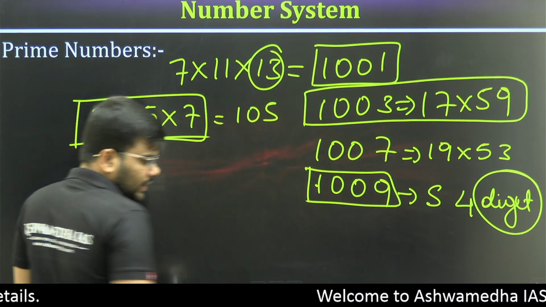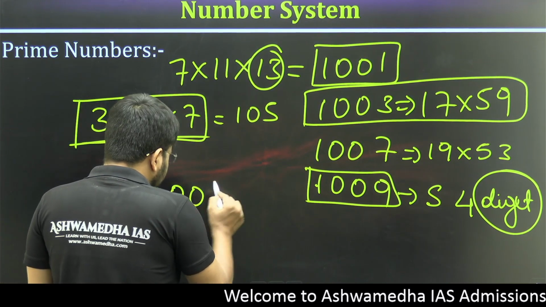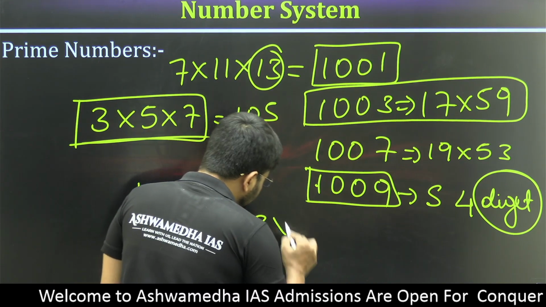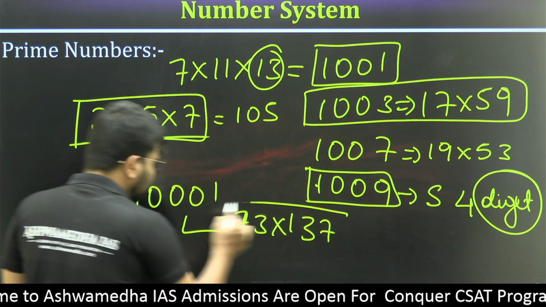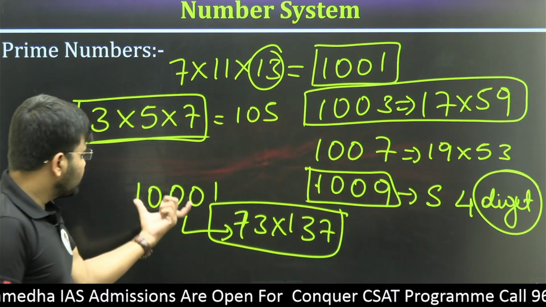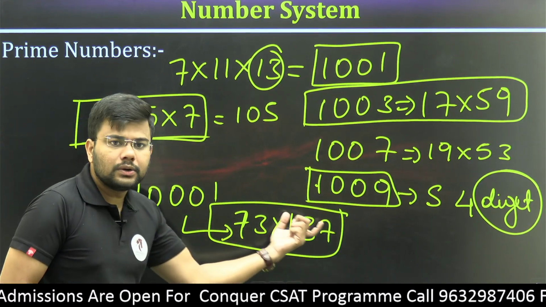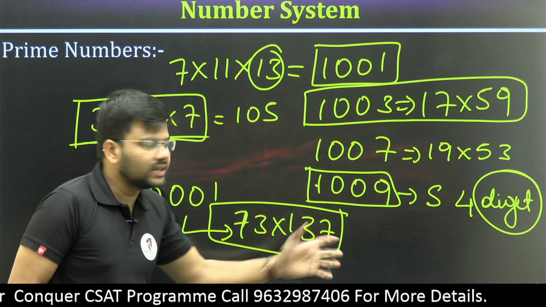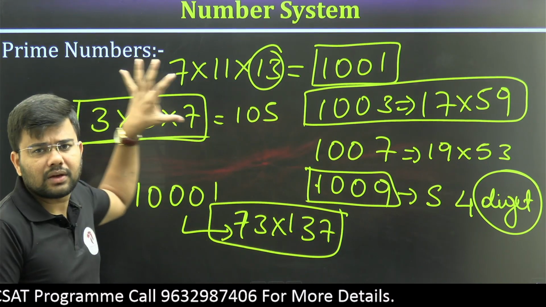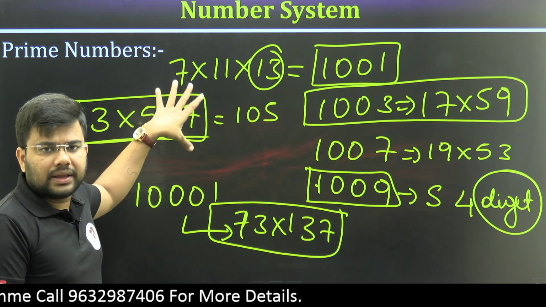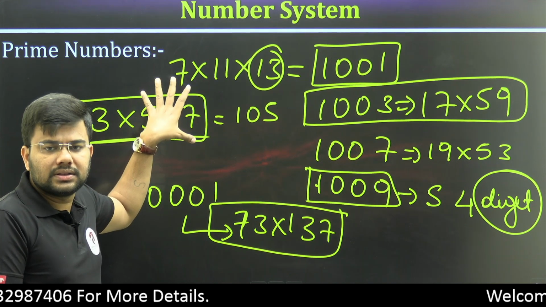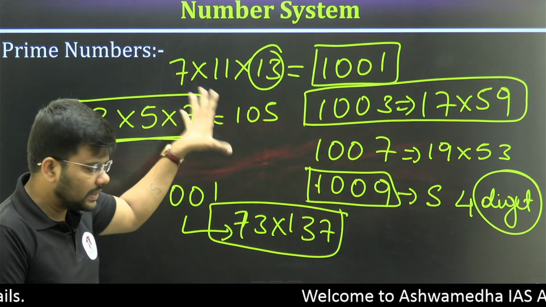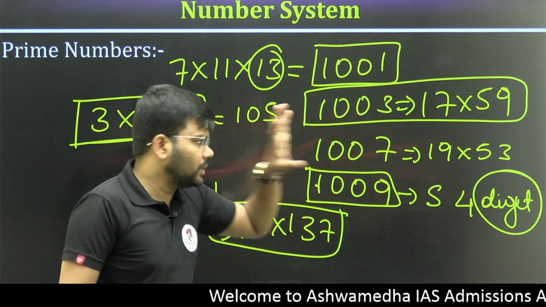And one more thing, that is 10,001. 10,001 is the product of 73 into 137. Please learn these things. That means 10,001 product is 73 into 137. That is, the factors of 10,001 are 73 and 137. I hope you have understood why I am telling these facts. These facts have to be learned by heart, and the questions will be based on these facts also. Let's see how the questions have been asked in your previous year question papers.